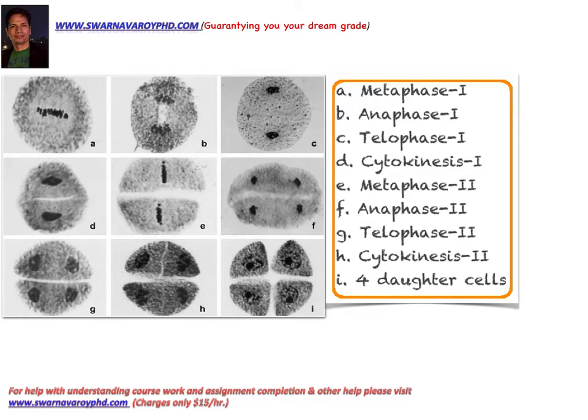So that's the end of the lecture, and I hope I've been able to make you understand the different steps of meiosis and the various concepts of diploid, haploid, and chromosome and chromatid.